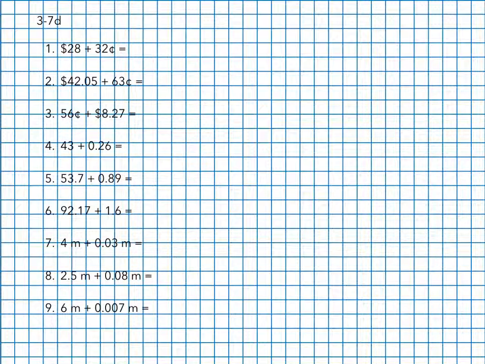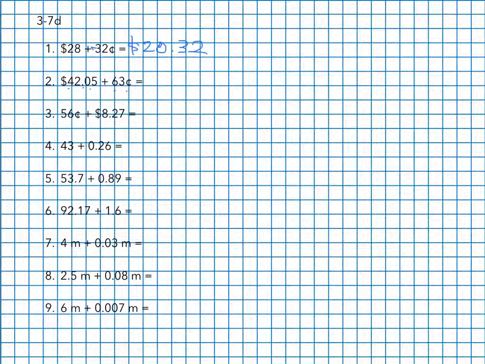$28 plus 32 cents. Remember, we have to convert 32 cents to dollars, so 0.32, or convert 28 to cents. We're just going to go the easy way because we should just be able to put a decimal point there, and we're going to get $28 and 32 cents. Same thing here.